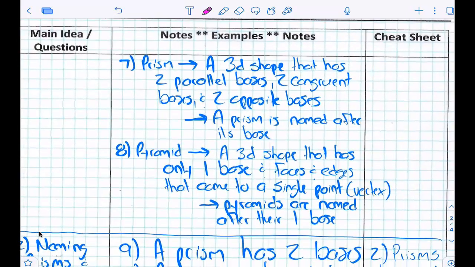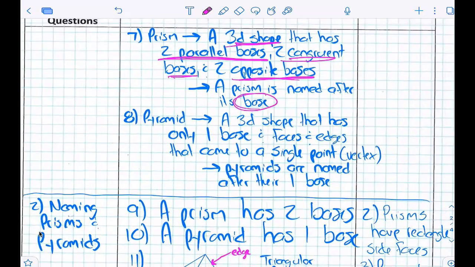All right, here we go. Prism. A prism is what kind of shape? A 3D shape. And it has three different things about it. It has two parallel bases. It also has two congruent bases. And it also has two opposite bases. Last thing then, if you see a prism, it is always named after its base.